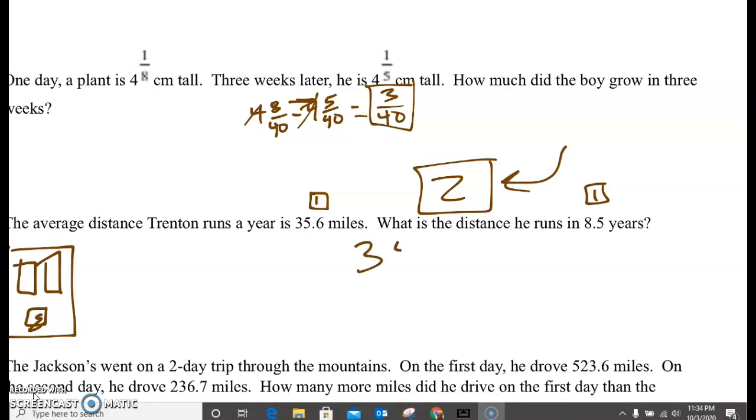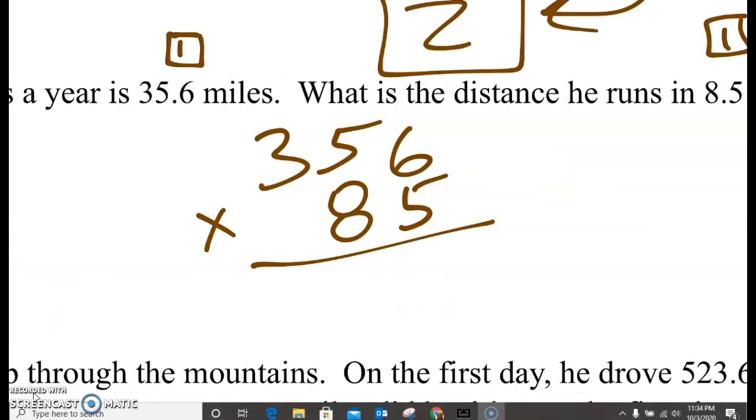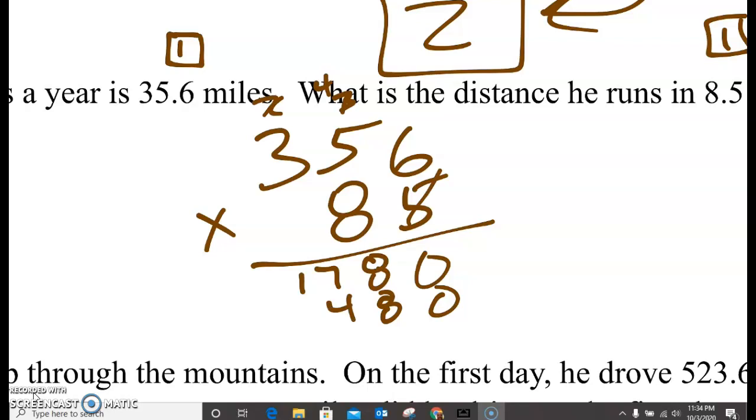So now we're just doing 356 times 85. 5 times 6 is 30. 5 times 5 is 25. Let's add the 3, which is 28. 5 times 3 is 15, plus the 2 is 17. Placeholder, because we just multiplied that right there. 8 times 6 is 48. 8 times 5 is 40, plus 4 is 44. And 8 times 3 is 24, plus the 4 is 28.